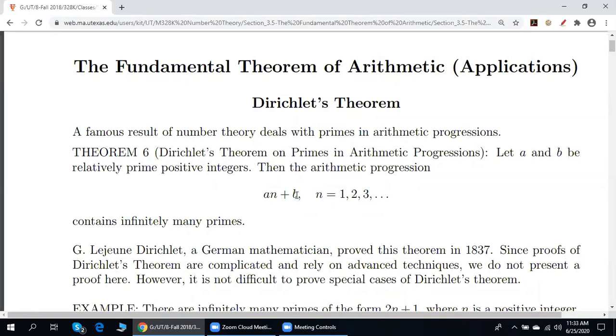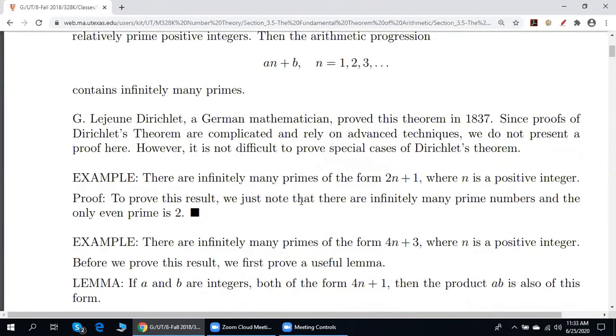So let us discuss one trivial case of theorem 6. Let a be 2 and b be 1. Theorem 6 in particular says that there are infinitely many prime numbers of the form 2n plus 1. This is exactly what we have here. There are infinitely many prime numbers of the form 2n plus 1, where n is a positive integer.